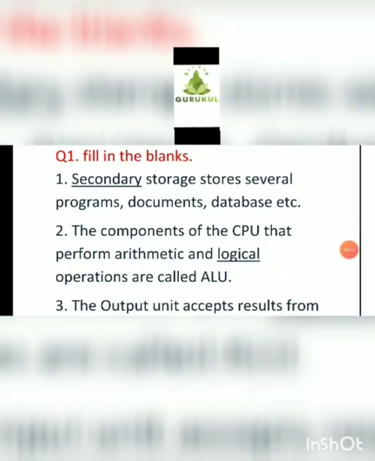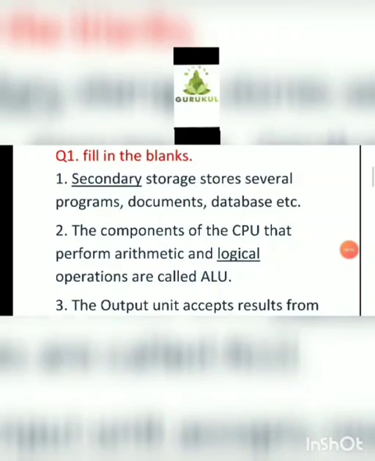Dash storage stores several programs, documents and database, etc. This is secondary memory, because whatever the things that we are saving in the secondary storage device is permanent in nature. The components of the CPU that perform arithmetic and logical operations are called ALU. So in the fill answer will be logical.